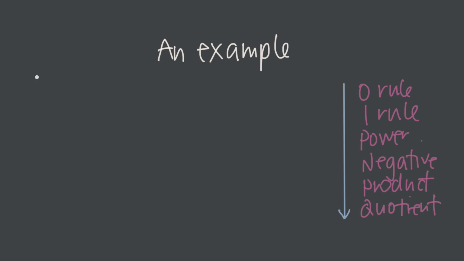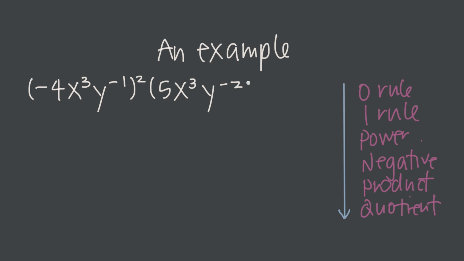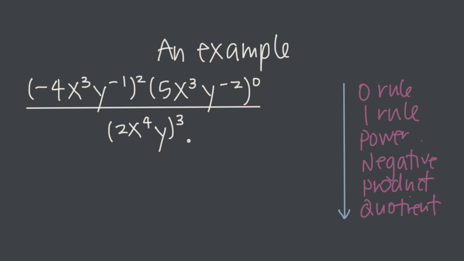So let's put everything we've learned into practice on one really tough example. Let's say that we have the fraction -4 x cubed y to the negative 1, and then we square that whole thing, and that's multiplied by 5x cubed y to the negative 2, and that whole thing is raised to the 0 power. And then we want to divide that by 2x to the 4th y, all raised to the 3rd power.